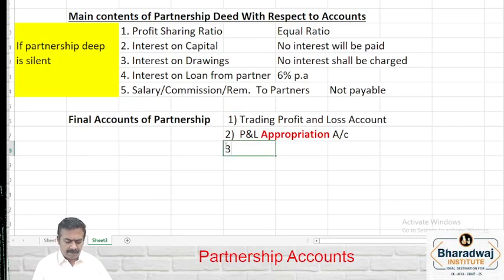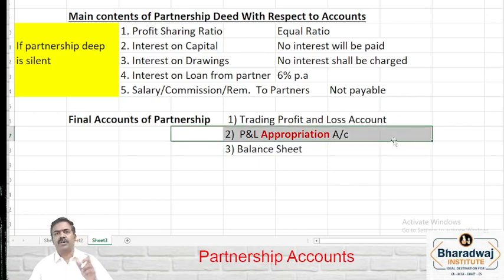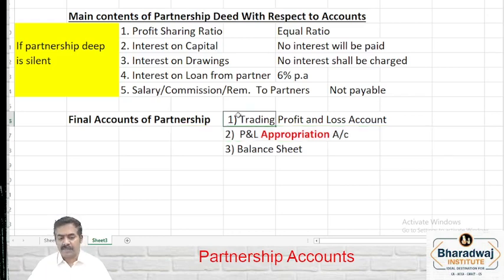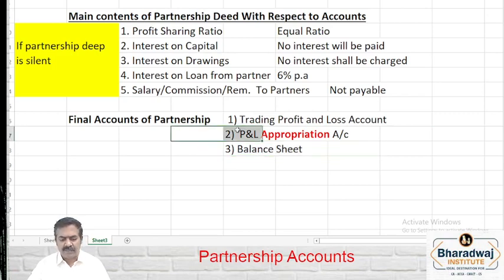And of course, they prepare a balance sheet. So compared to a sole trader or single ownership, in partnership they prepare one extra account. What is the extra account? Sharing of profits. Sharing of profits is done through which account? P&L appropriation account. Now in the examination or in your syllabus, preparation of the trading P&L account for a partnership is not covered. Preparation of the balance sheet is also not covered. What is specific to partnership? The P&L appropriation account is covered.